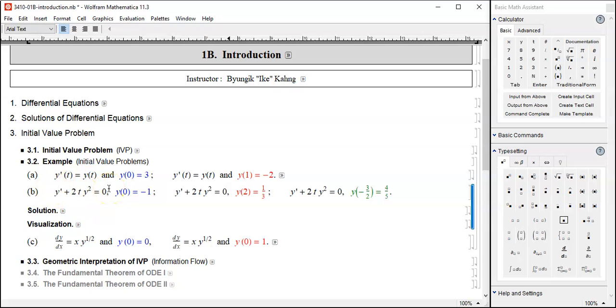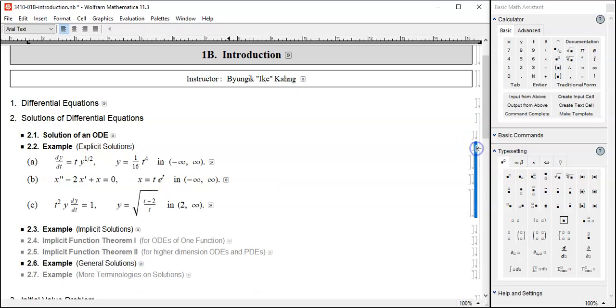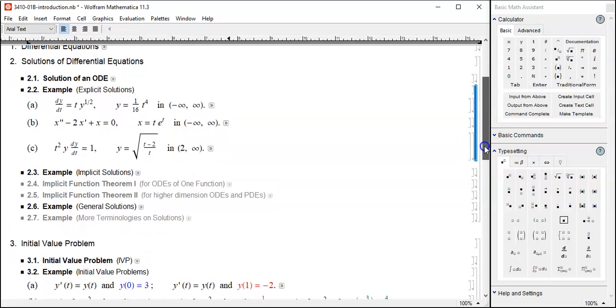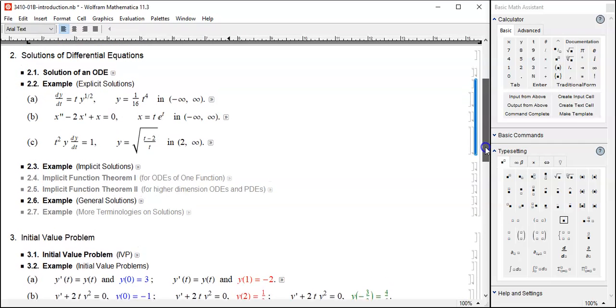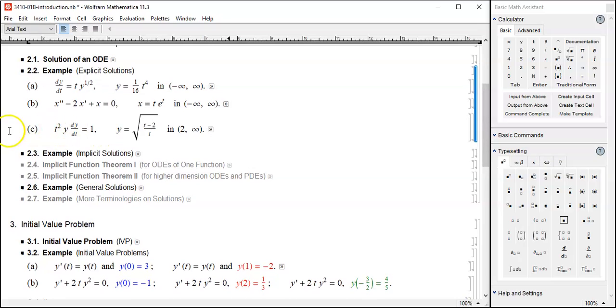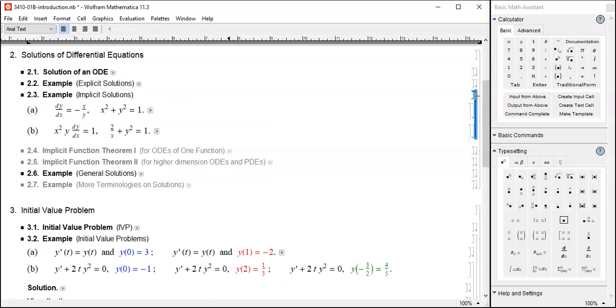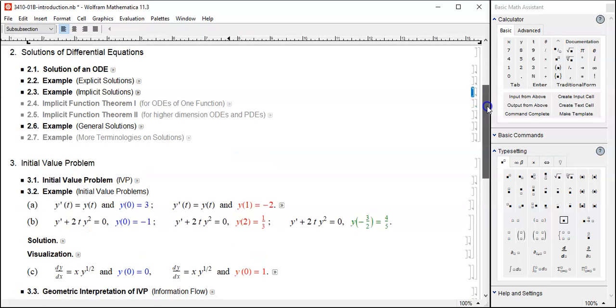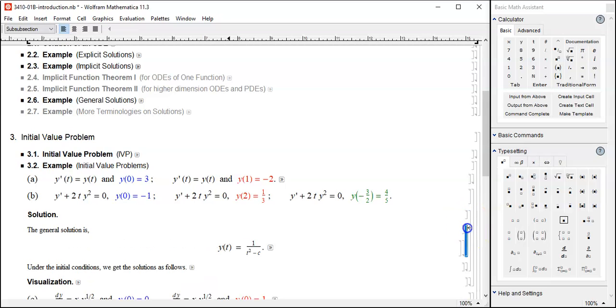What's the general solution? I'm pretty sure we already saw it. Have we? No, we haven't. Actually, I should have given you that. Okay, all right. So here we go.